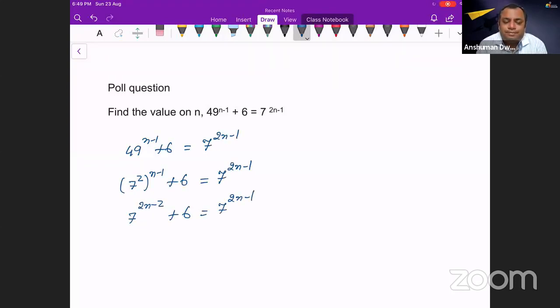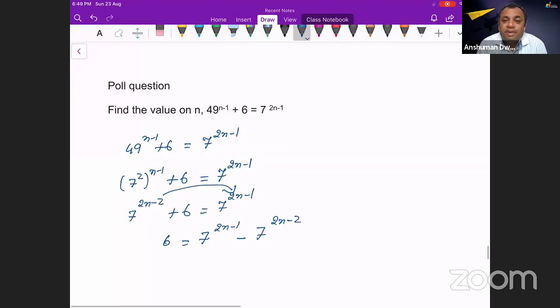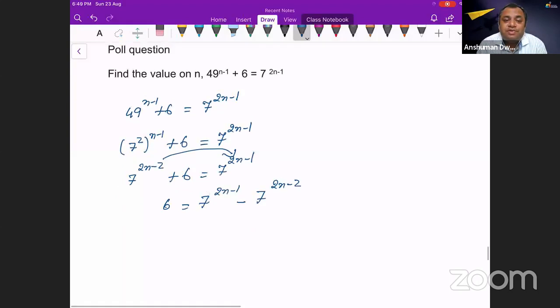Now to simplify, let me get all the 7s on one side and 6 on the other side. So I write 6 here and take 7 here. I transpose 7. So this plus 7 to the power of 2n minus 2 becomes minus 7 to the power of 2n minus 2. Do you remember the algebra class? If you remember, transposing from one side to another, the operator changes. Plus becomes minus.